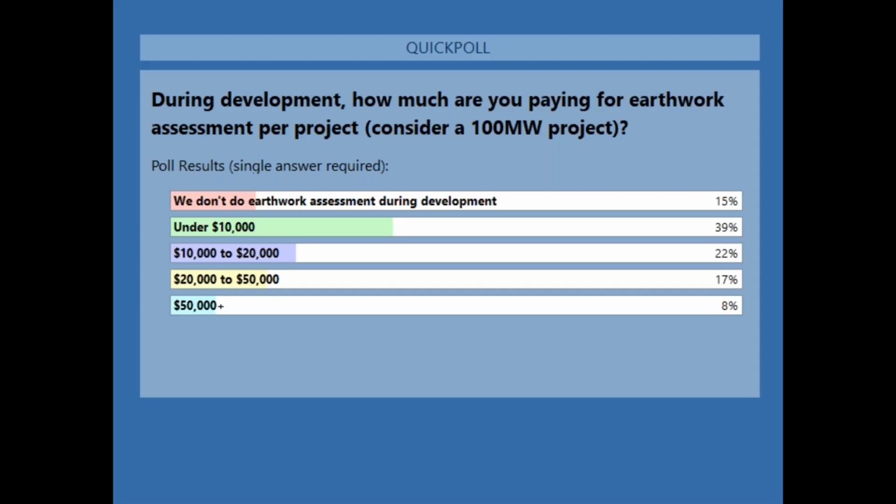So the poll is closed. We should be displaying the results at this point. It looks like nearly 40% of people are paying under $10,000 in the early stages of development. But there is a bit of a distribution where people are paying a bit more. All right, well, thank you for that.